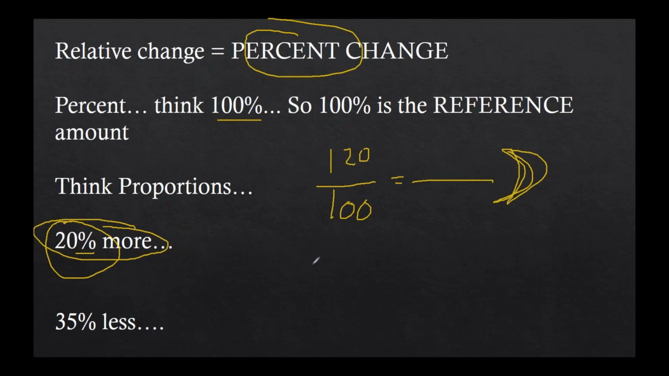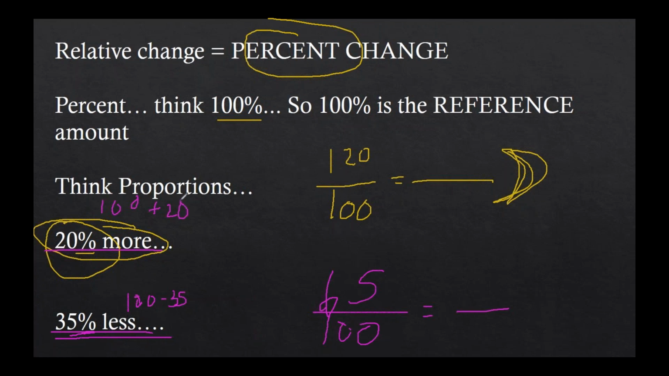Let me change color for effect. 35% less. Okay, well, I still see the percent, which means I'm dealing with 100, but now I'm 35% less than that. So if I have the 100, I'm subtracting the 35, and what am I left with? 65. Exactly. Again, there's half my proportion, and I can move on. So when you have more, greater than, anything like that, we're adding to the reference value of 100, and when you have less, you're subtracting.